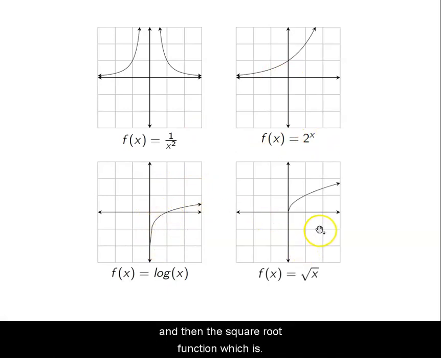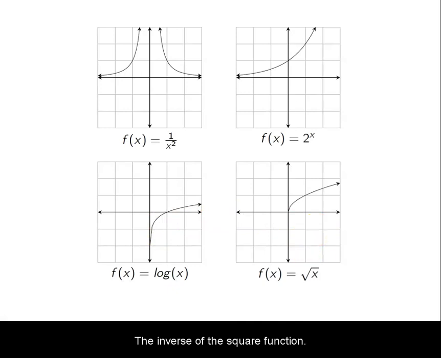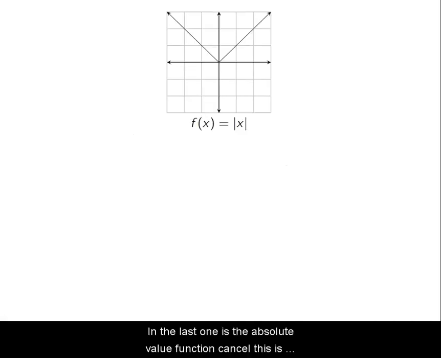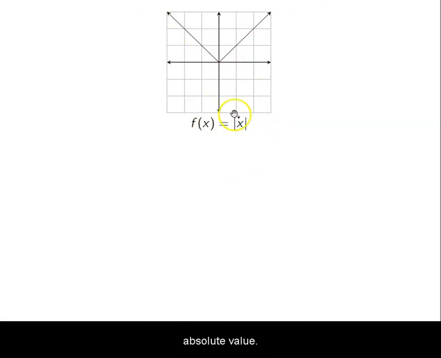And then the square root function, which is the inverse of the square function. And then the last one is the absolute value function. Okay, so this is an important function as well. Talked quite a bit about absolute values. We've talked about them in equations and inequalities, but its graph is very important as well, right? We've also talked about absolute value in terms of distance away from 0.